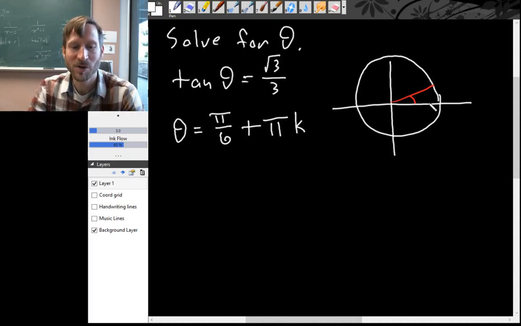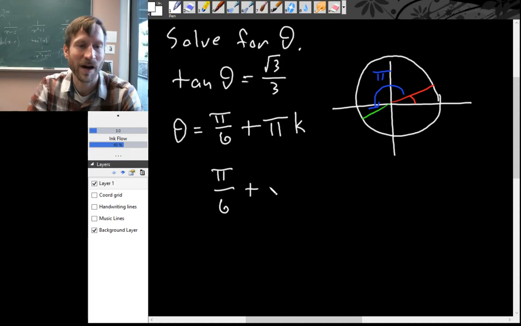All right. Now on the most important diagram, tangent is a slope. So this red terminal side is one way of getting slope root 3 over 3. But if we go in the opposite direction, there's another way of getting slope root 3 over 3. So how would we get this green terminal side? Well, we could start with the red terminal side and then add a half turn like this. And a half turn is pi, so that green terminal side would be pi over 6 plus pi.